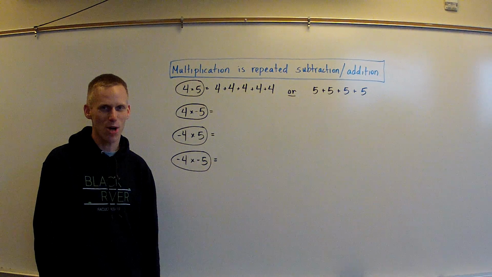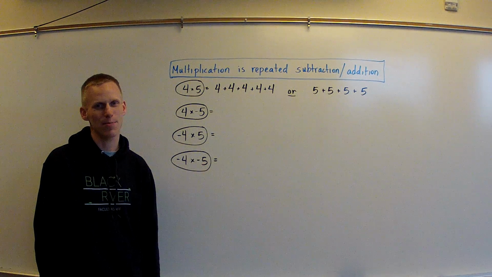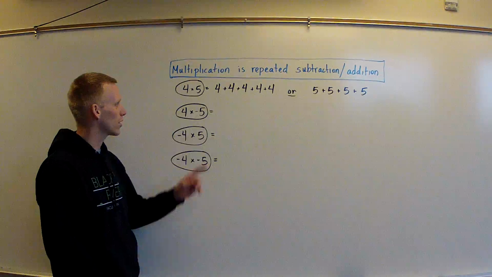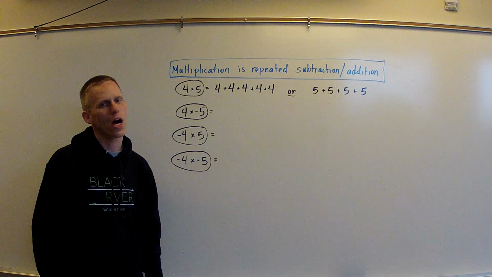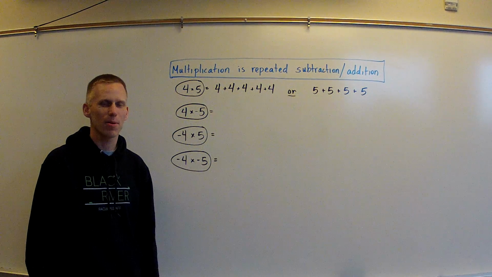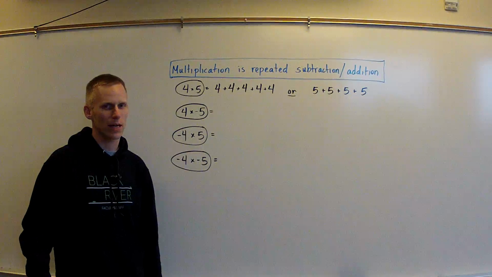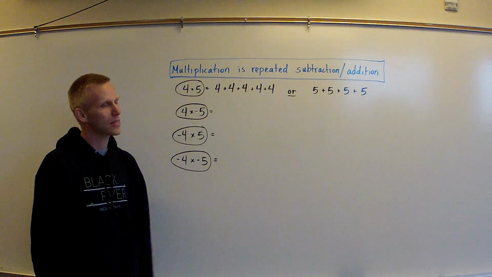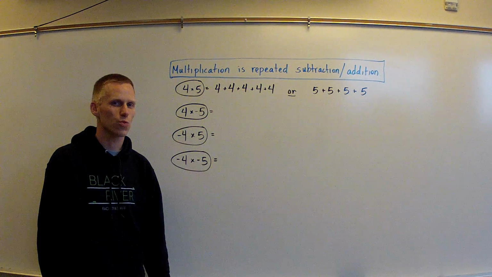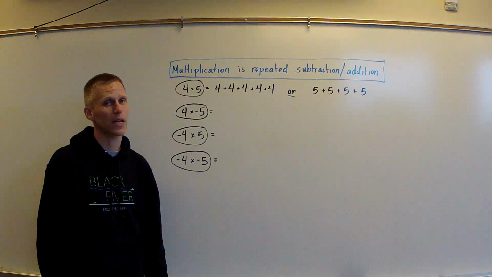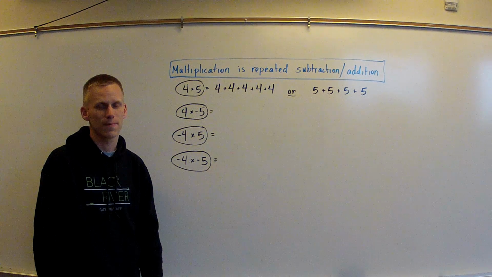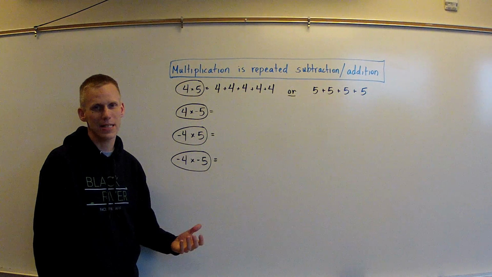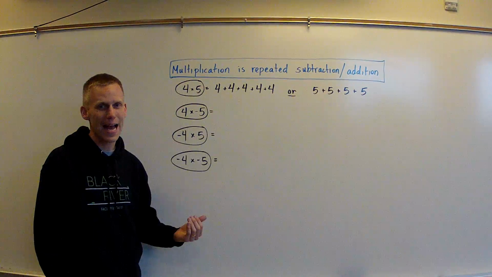Let's take a look at some multiplication of integer examples. I have one up on the board, 4 times 5. We all know 4 times 5 is 20, but let's remember why we know it's 20. Up at the top in blue it says multiplication is repeated addition. That's how multiplication is. It's just a fast way to add.